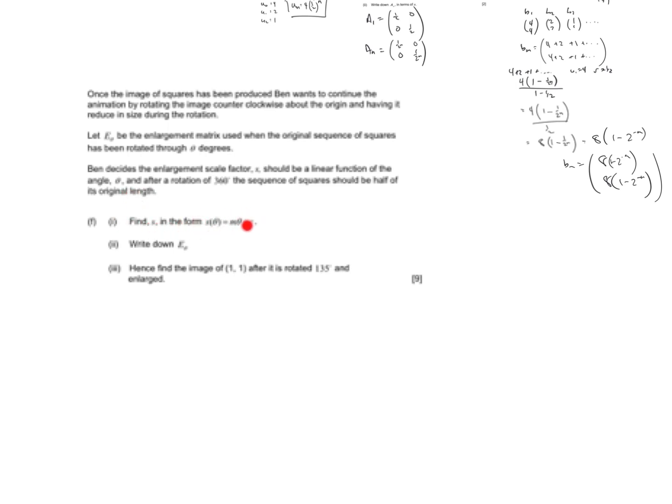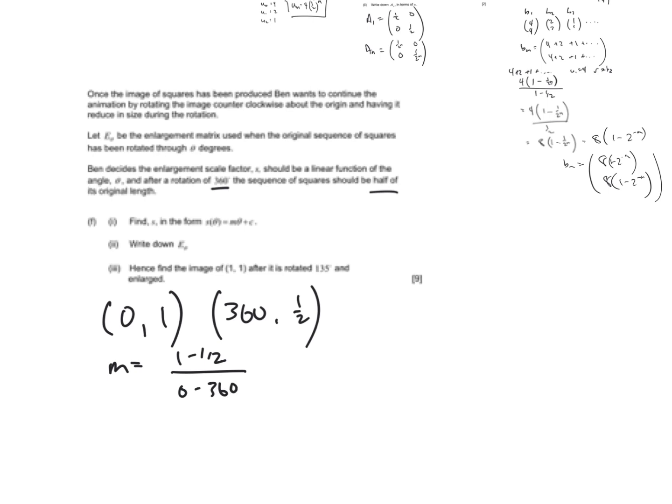I'm going to find the form of this. If it is a line, that means I need 2 points. My 2 points could be, well, when theta is 0, my enlargement is 1. My second point will be when theta is 360, my enlargement is 1/2, as I want it to be half the original length when it's 360. From these 2 points, I can find the slope. I do the change in y over the change in x, which is 1 minus 1/2 over 0 minus 360, which if I do this computation ends up being -1 over 720.